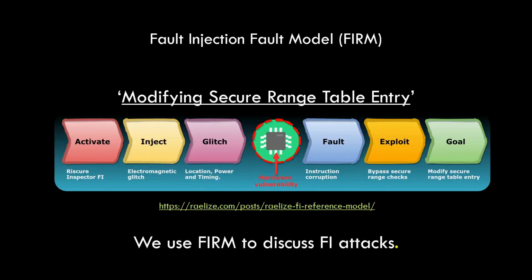What kind of tooling or what kind of mechanism do you use in order to inject a particular glitch? And of course, depending on what kind of tooling or method you're using, it determines what type of glitch is injected. In this case, we use Riscure's Inspector FI tooling in order to inject an electromagnetic glitch. Now, you cannot just inject the glitch and it will work. You need to shape this glitch in a certain way. Depending on the type of glitch you inject, you have different parameters to worry about in order to shape this glitch. For example, you have location, power and timing when you're talking about an EM glitch.